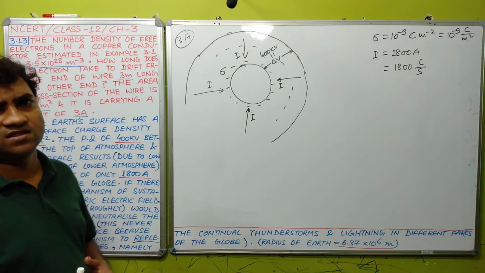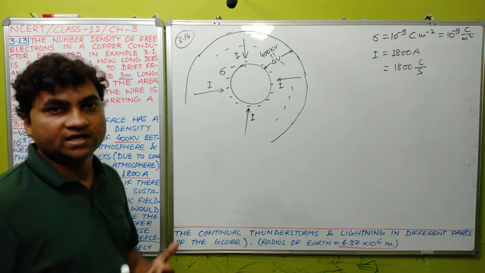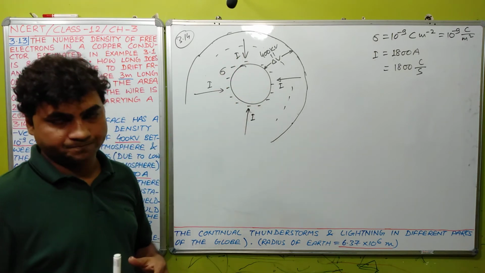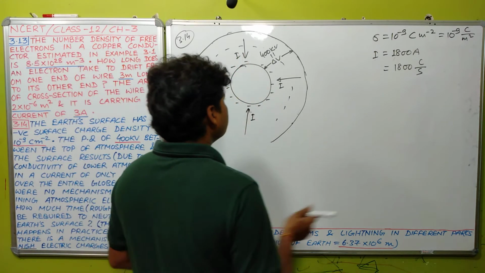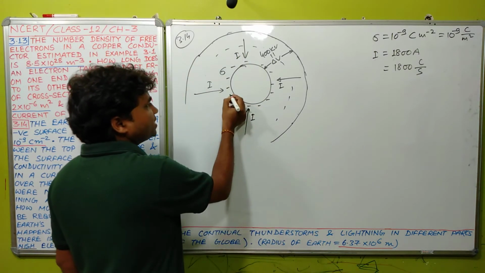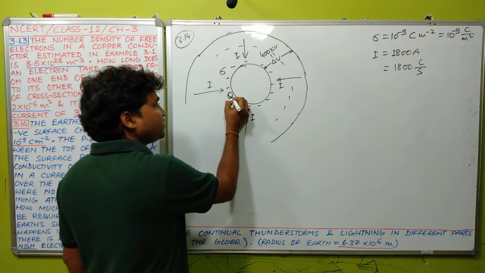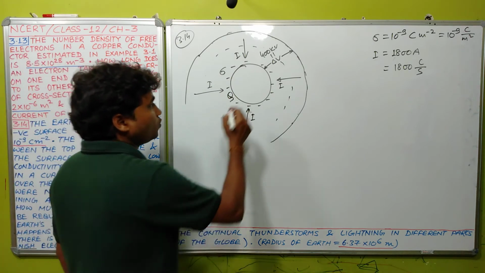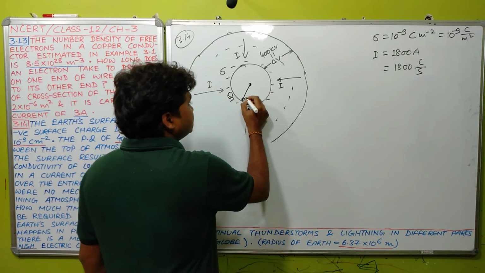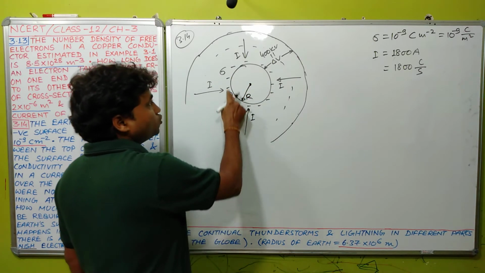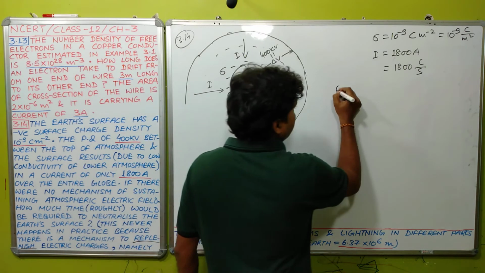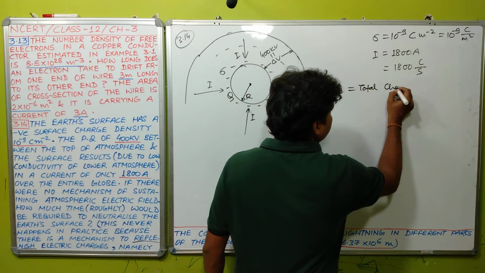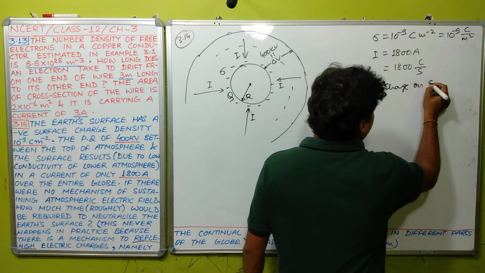So the question is asking how much time it will take to completely neutralize the Earth's surface. Student, for this we will have to calculate the total charge present on the Earth's surface. Let the total charge be capital Q. This we can easily find. If R is the radius of Earth, then the total charge Q on Earth's surface is what?